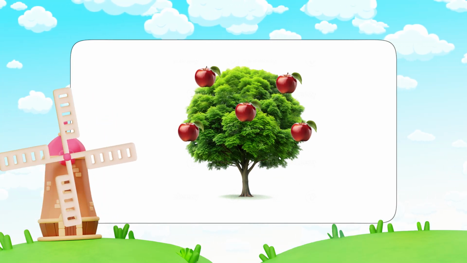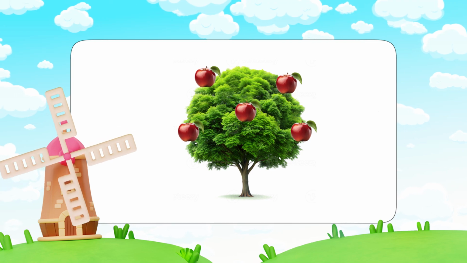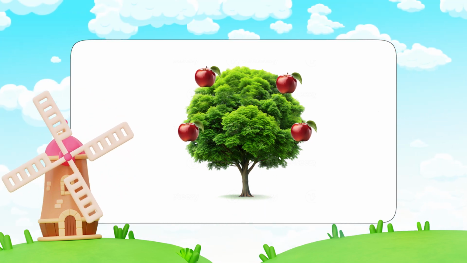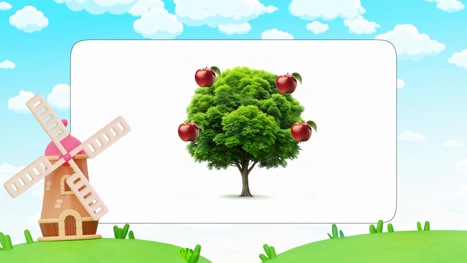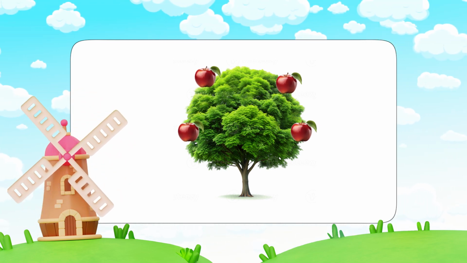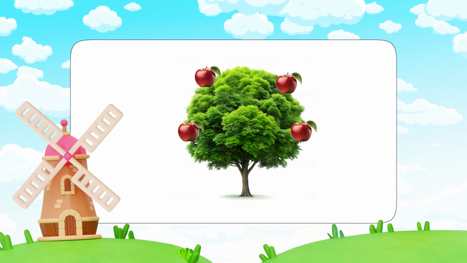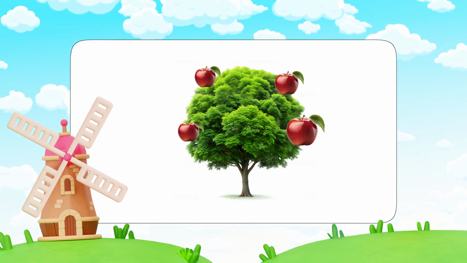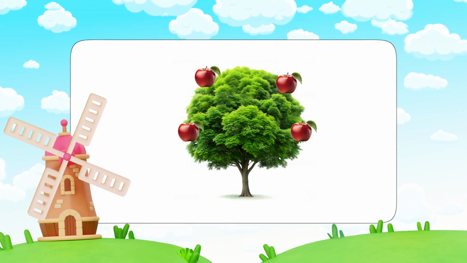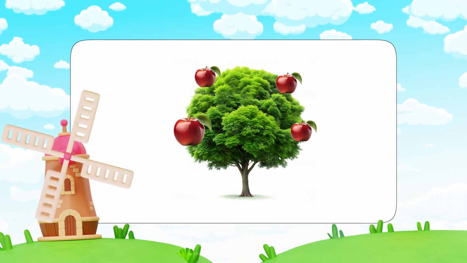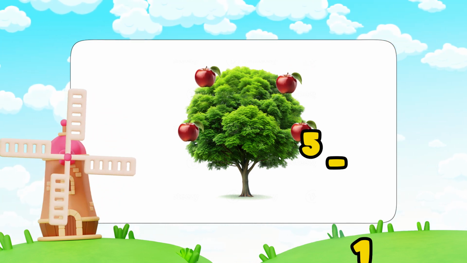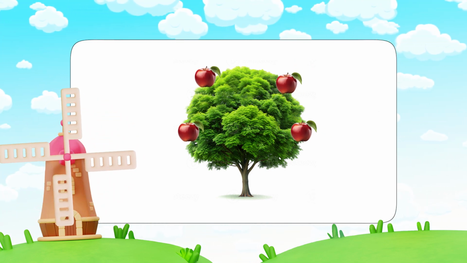Look at these apples. We have 5 apples on this tree. Oh no! 1 apple fell down. So if we had 5 apples and 1 apple fell, how many are left? 1, 2, 3, 4. Let's count together. 1, 2, 3, 4. That's right. 5 minus 1 equals 4.